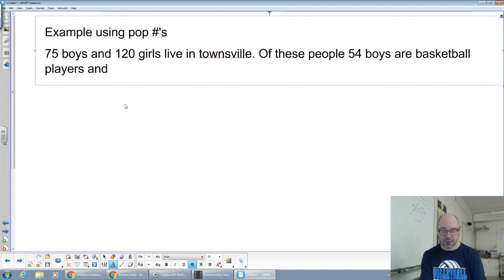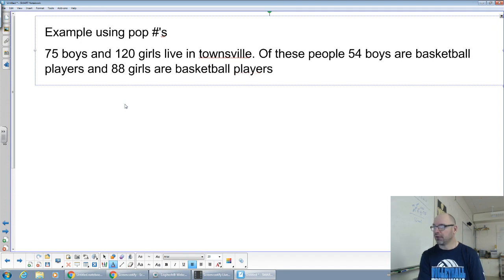And 88 girls are basketball players. Okay, so this is a bit of conditional probability. And you've got to be careful because you have to know the total. So you're going to have to add both the boys and girls together and all that kind of stuff. So that's what we're going to be careful with.